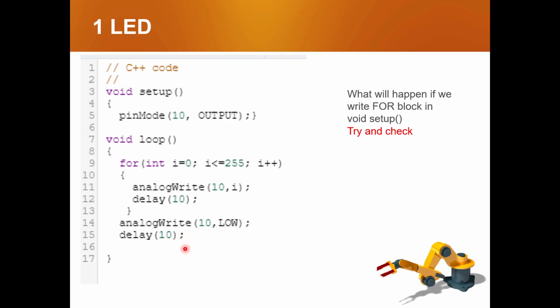This is for turning off our bulb, or LED. Now here is a basic question for you. What will happen if we write the for block, this for loop, in the setup part? You just try and check what is going to happen in that case.